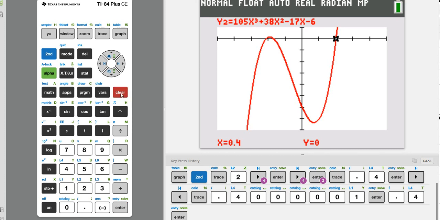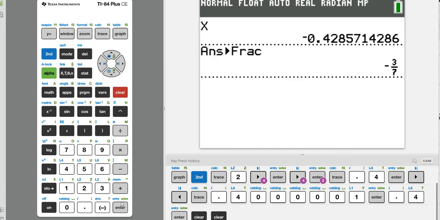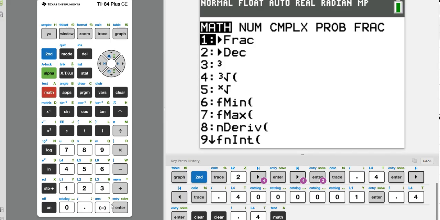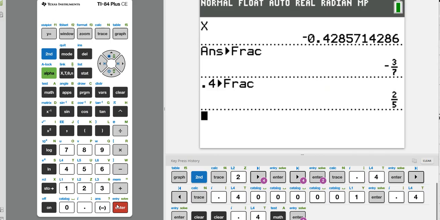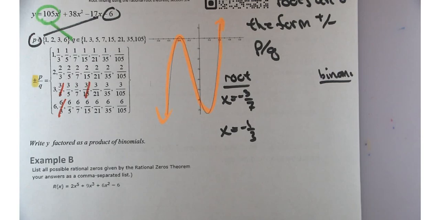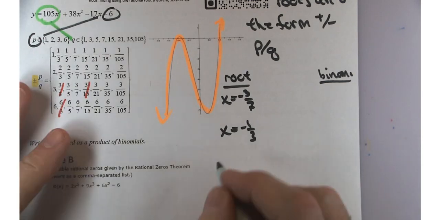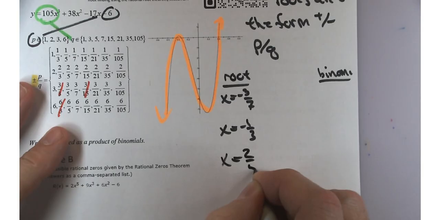One more common observation here. If you're looking at 0.4 and you want to turn that into a fraction, you can hit the math key and press enter twice. So that gives us our fraction of 2/5. Let's put that one down here. X equals 2/5.